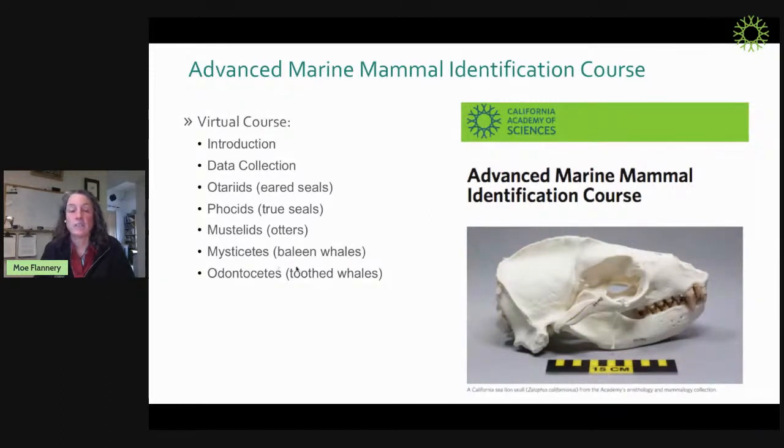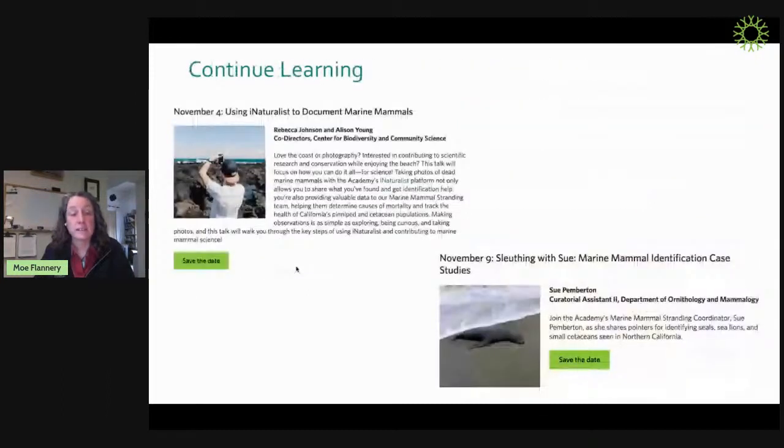And then you can also continue to learn through this series. On Thursday, we'll have the how to use iNaturalist to document marine mammals. So like I said, it'll focus on what photos to take and how to set up projects in iNaturalist. And then next Tuesday, you don't want to miss Sleuthing with Sue.